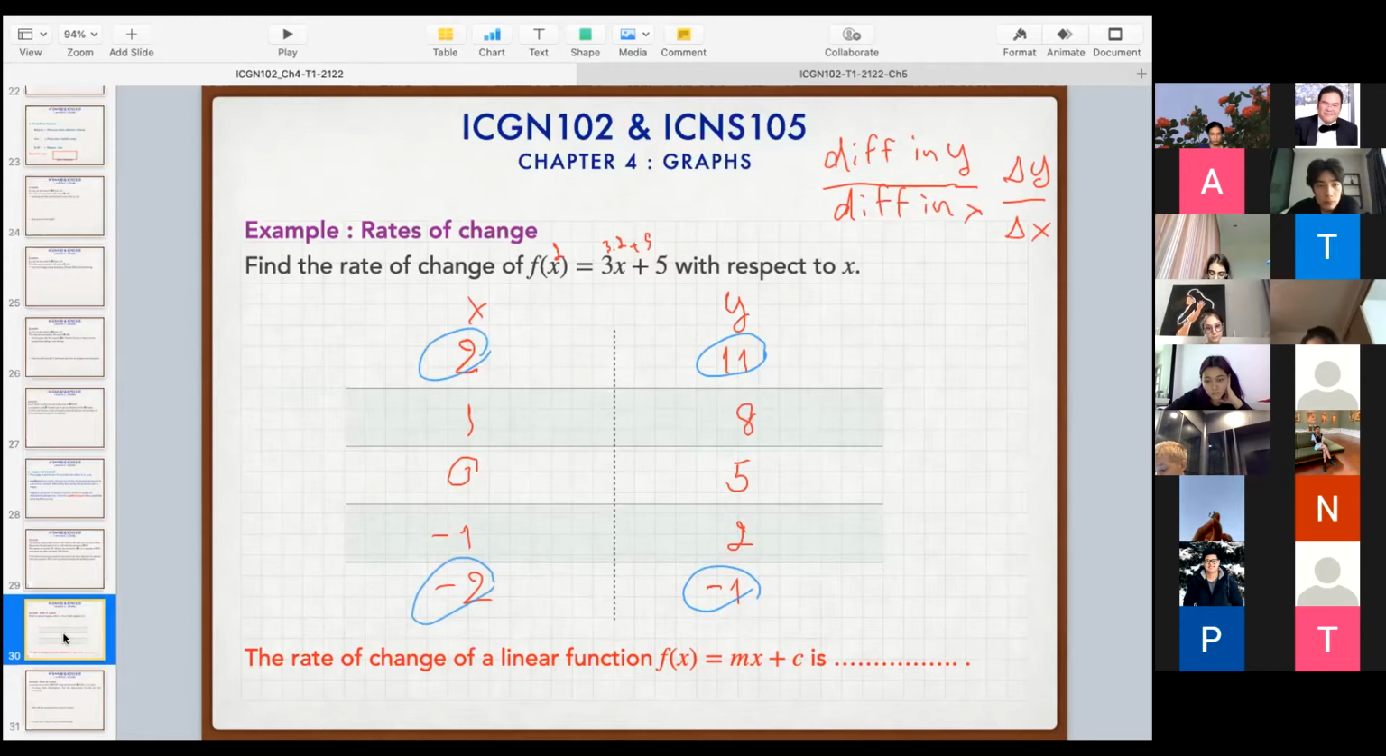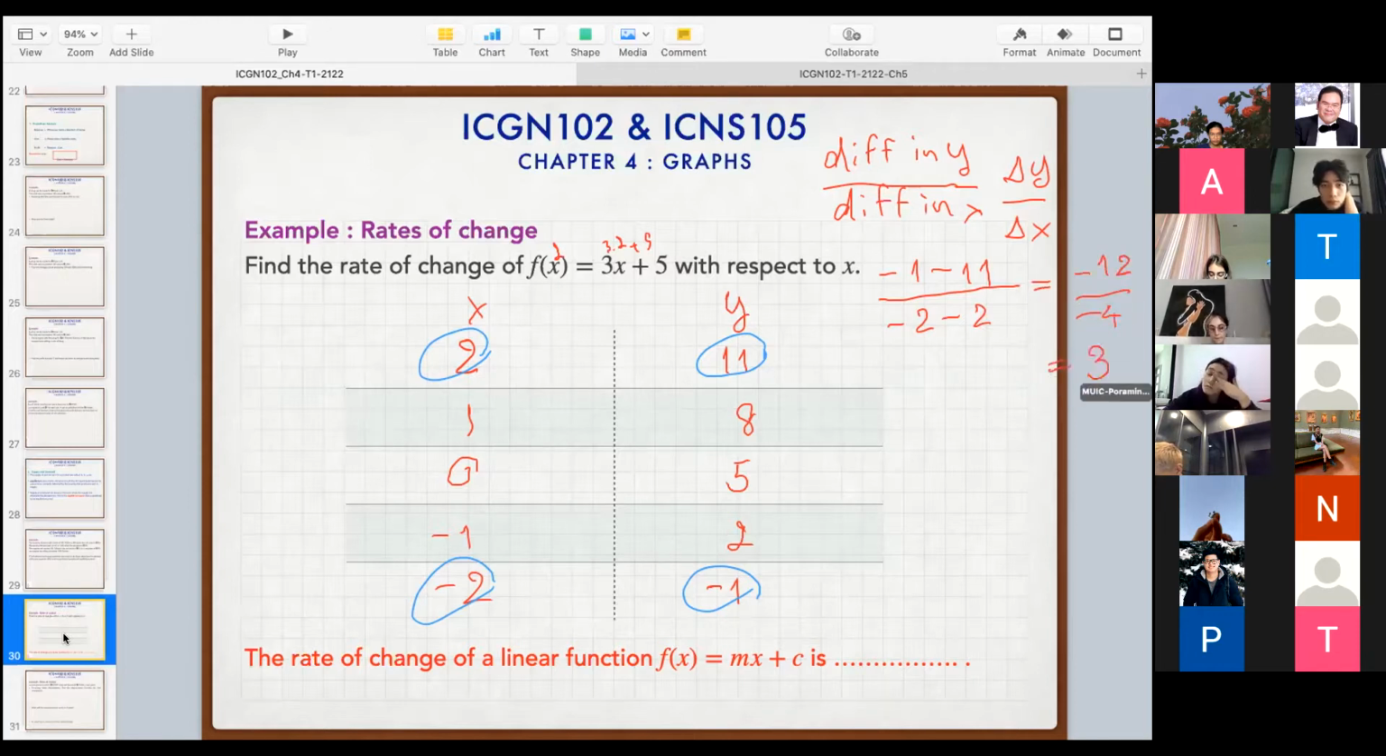If I find delta y, it means that I find negative 1, that is y2, minus 11, divided by delta x, or difference in x, which is negative 2 minus 2, equals negative 12 over negative 4, equals 3. This is what we call the rate of change.